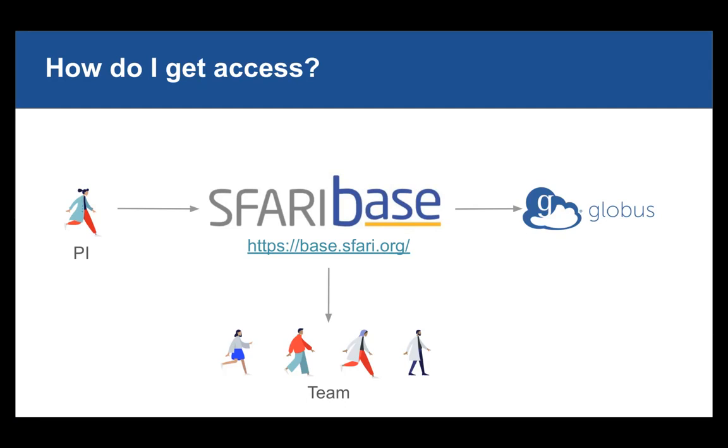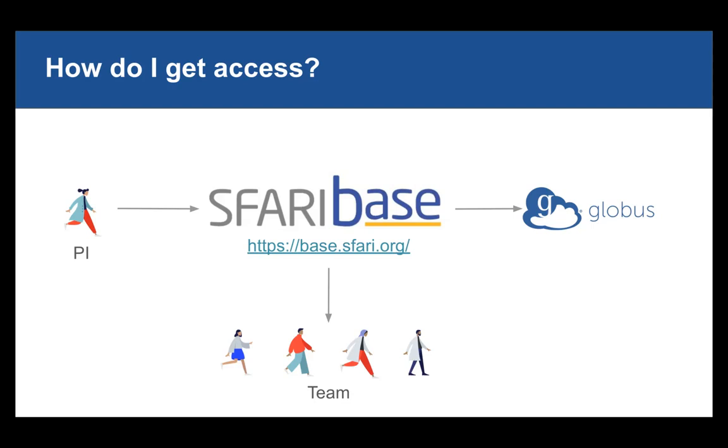And also in that request, you should indicate which team members you also want to be able to access the data. They will need authorization themselves as well. And so authorization is then mediated through a tool called Globus. You will need to get a Globus ID, and the SFARI team will authorize your Globus ID to access the data. And once that is complete, then you will be able to use SFARI Viewer and use all the functionality that I'm going to show in a short while.